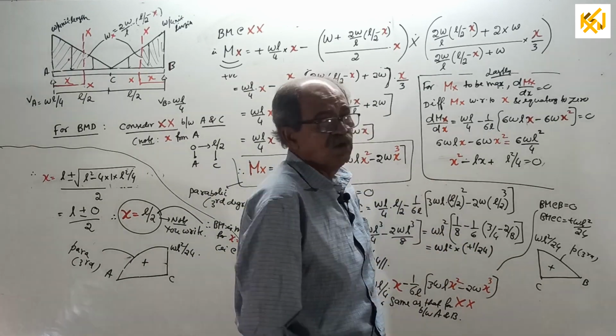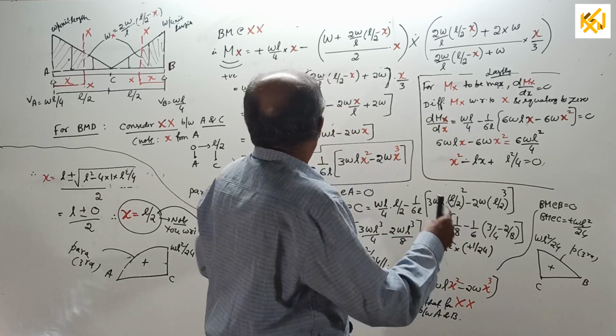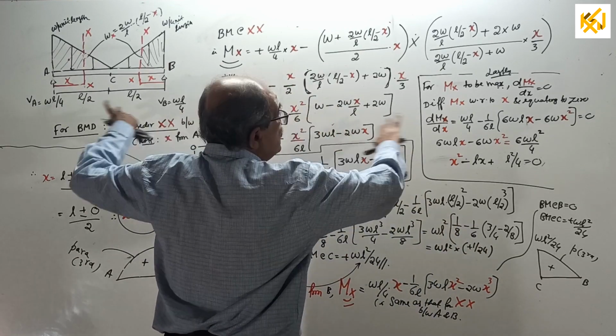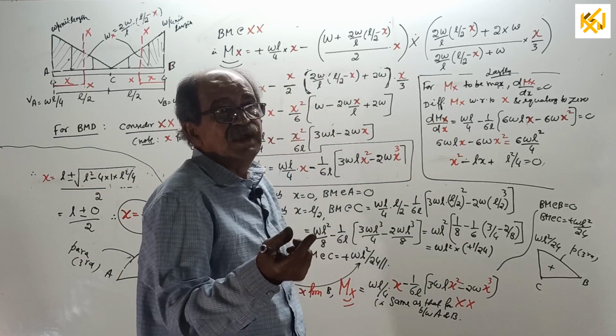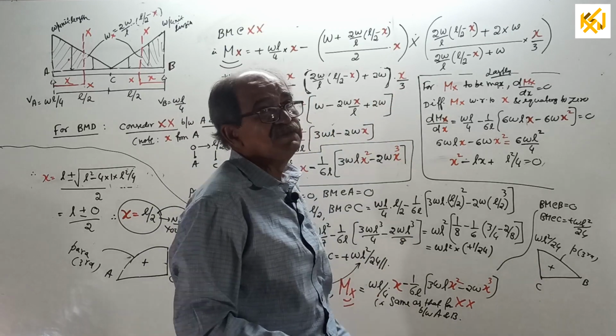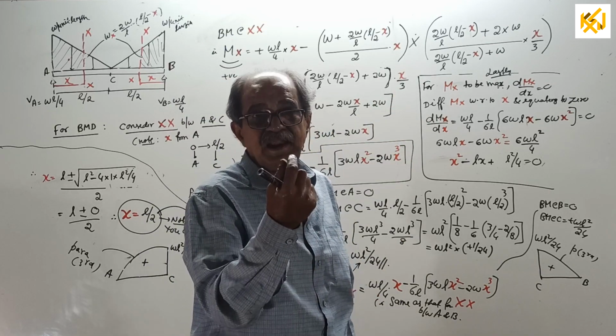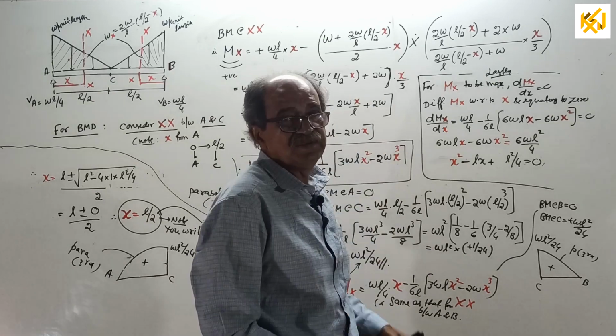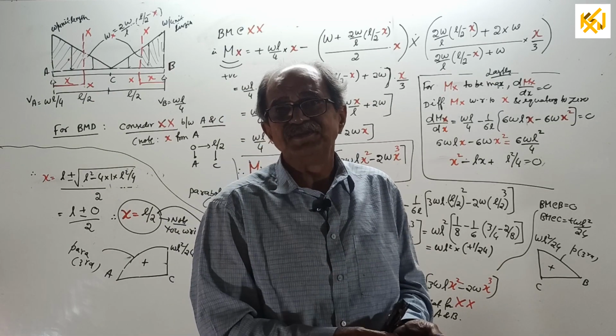And lastly, I will draw SFD and BMD. You can see I increased the space. That means I reduce the size. Size means while writing, the size will get lesser because I want more space. Okay. Lastly, I will draw SFD and BMD.